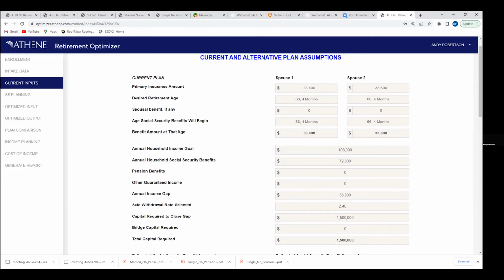You have a $36,000 income goal. We need to know: $36,000 is 2.4% of what value? $1.5 million. Well, they don't have $1.5 million, they have $1.2 million. So this plan is underfunded.